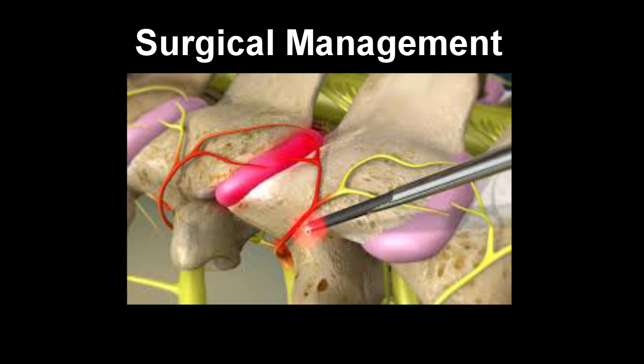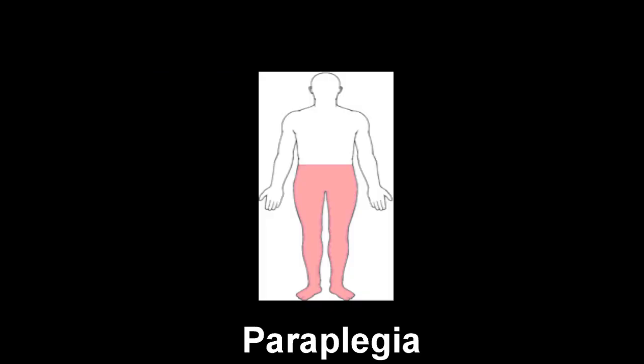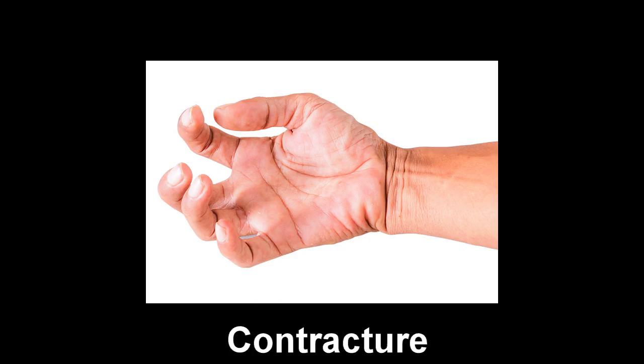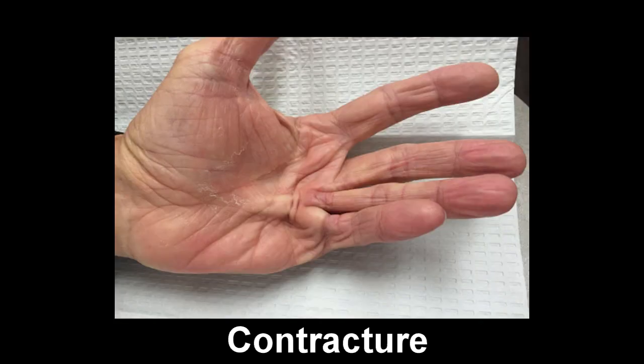The main complications of multiple sclerosis are paraplegia, which means paralysis of the legs and lower body parts. Second one is quadriplegia. It means paralysis of all four limbs. Then UTI and respiratory tract infections are more prone to occur. Contractures can also happen. It means hardening or shortening of a muscle or tendon, which leads to deformity of joints. In this condition, the patient cannot move the joint properly.